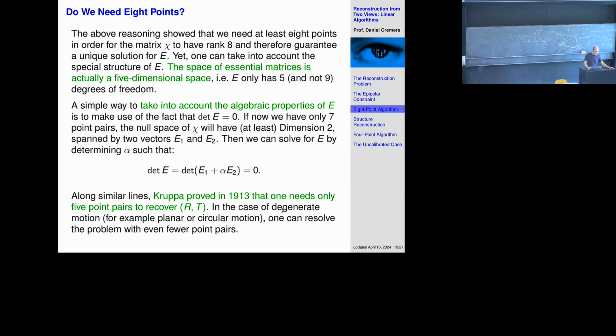In fact, if you have degenerate motion, for example, if you know that your camera moves in a plane, or that it goes through a circular motion, one can often resolve the problem with even fewer point pairs.